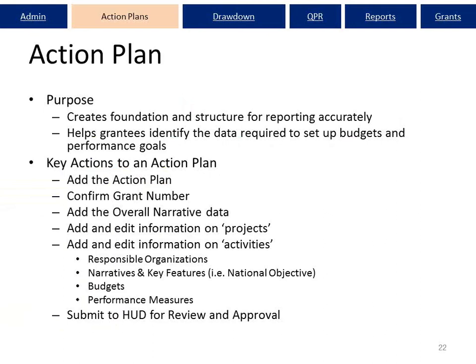So again, the purpose of the action plan is creating that template for drawdowns and for reporting. The steps, again: you're going to confirm the grant number when you add the action plan. You're going to add some narrative, add projects, add activities after you add responsible organizations, and then you'll submit it to HUD for approval. One thing to remember, again, I've just mentioned that you might not know everybody you award at the very beginning of your grant.